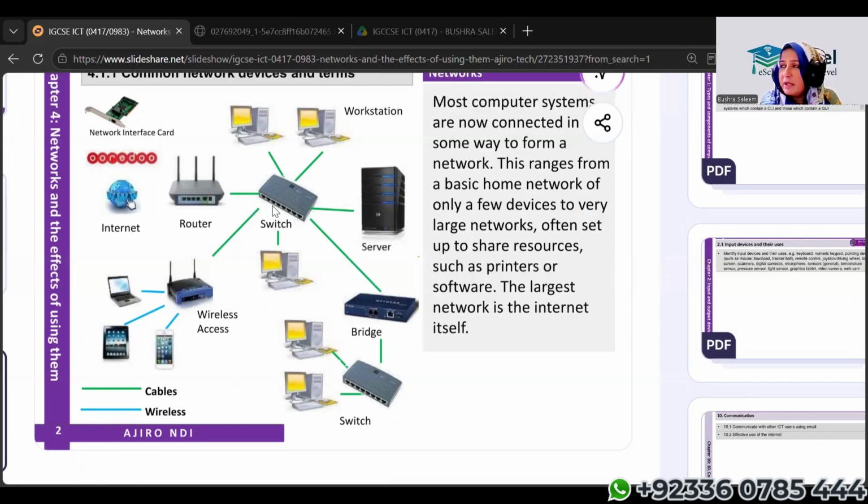Switch is a smart device that identifies the machines that are connected to it, so that it can send and receive the files to the exact computer. For example, the message is received by workstation one. You want to send it over there, so it can be sent over there by their MAC address.